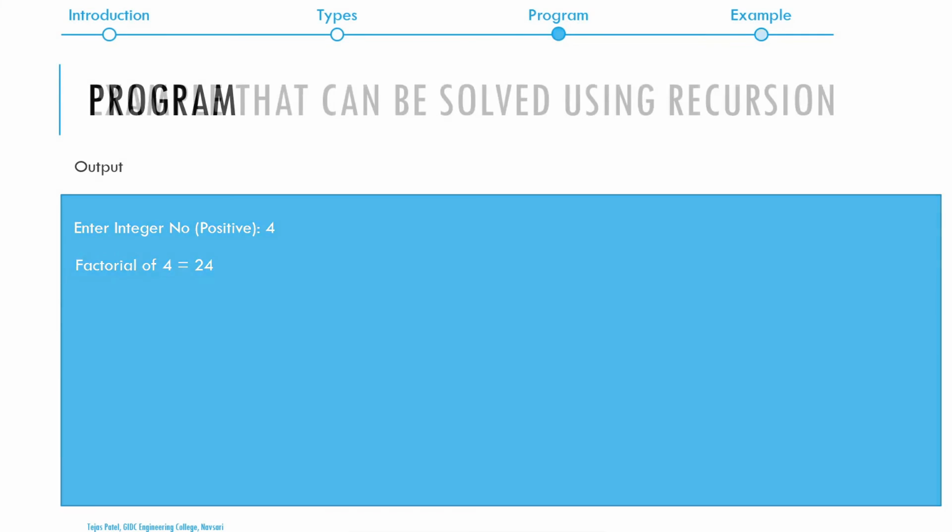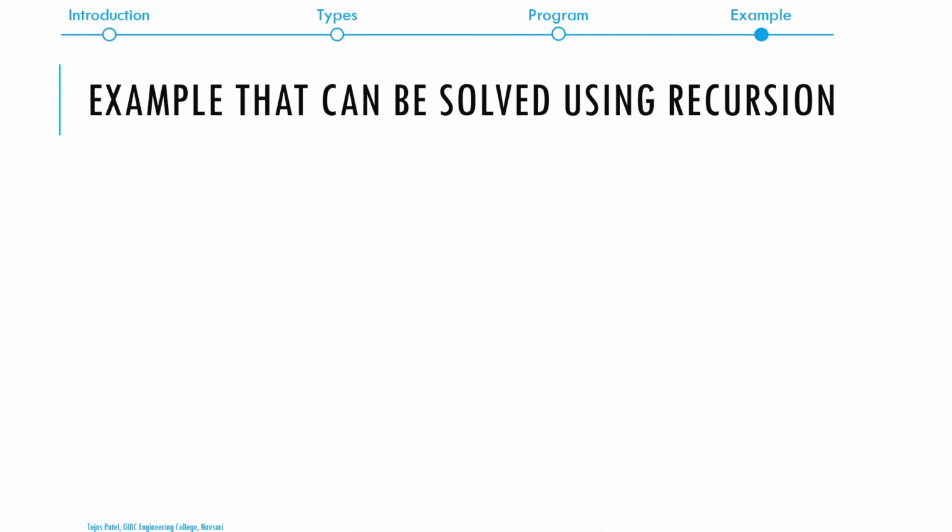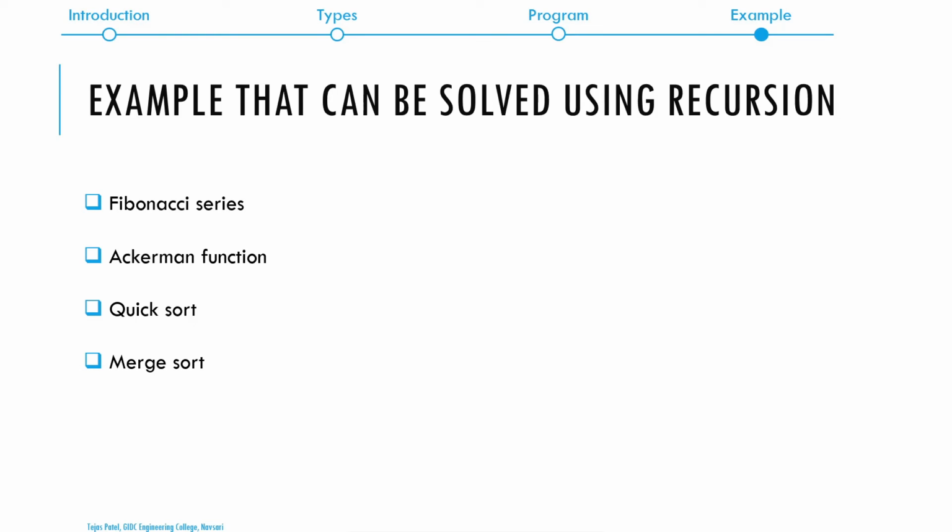Next slide displays the list of functions that can be solved using recursion, which are Fibonacci series, Ackermann function, quicksort, mergesort. Both Fibonacci series and Ackermann function can be defined in terms of itself. Similarly, both sorting methods quicksort and mergesort also follow recursive approach and hence can be solved by using recursive concept.